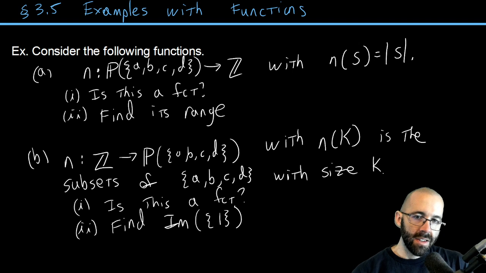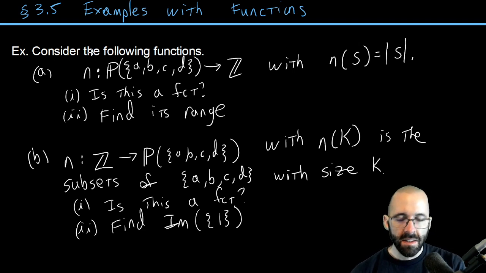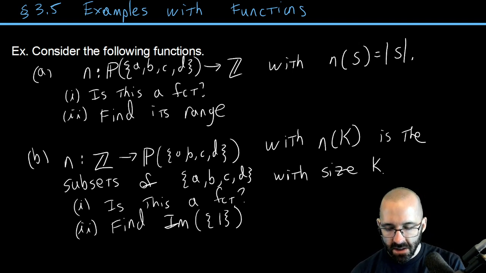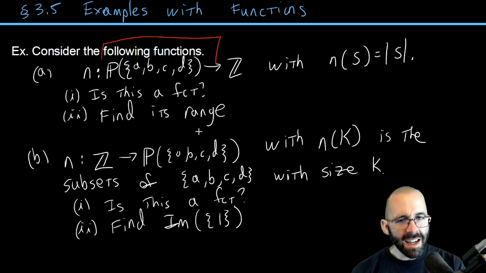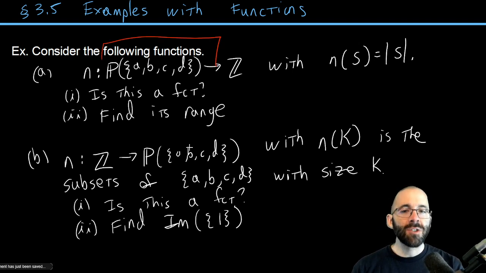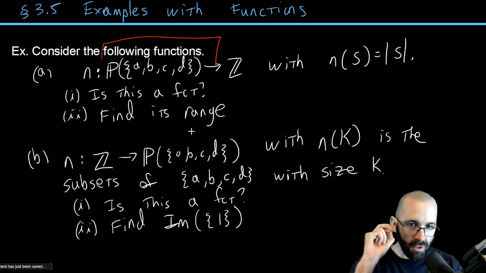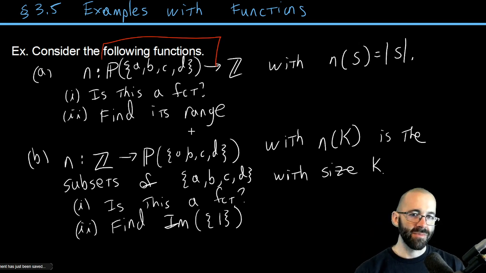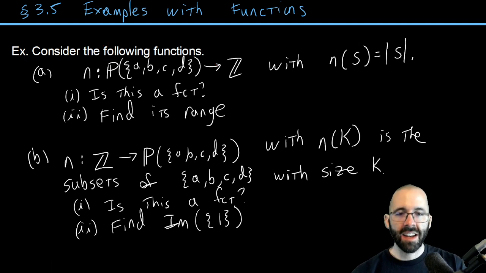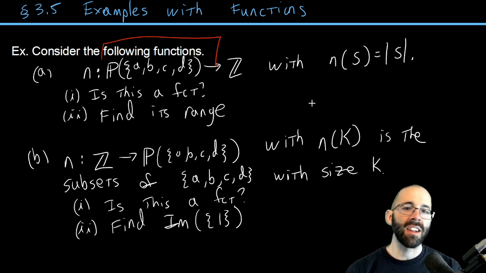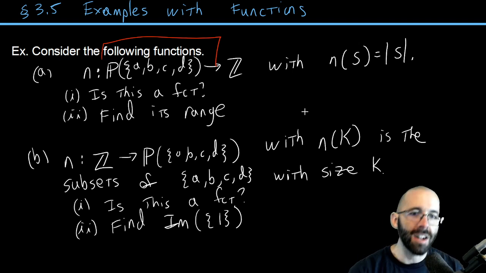So this first one is a function n, and the domain, what does this P mean again? We talked about that in chapter 2. Its domain is the power set of the set {A, B, C, D}. The domain is the set of all possible subsets of this. Remember, the power set will have the empty set, it'll have the whole set, all the subsets with one element, all the subsets with two elements, all the subsets with three elements, all the subsets with four elements.